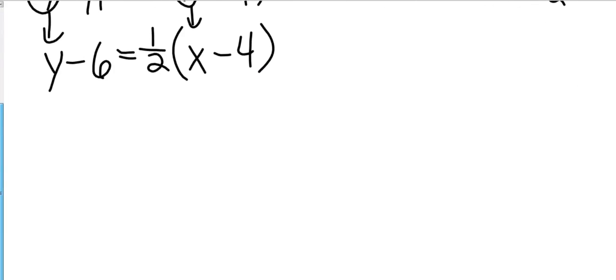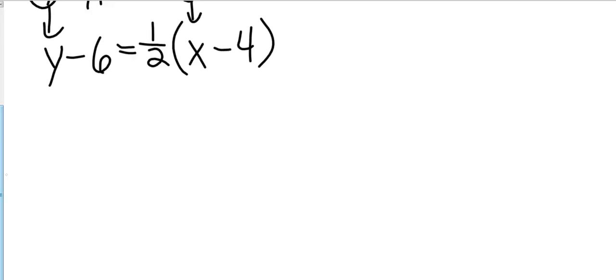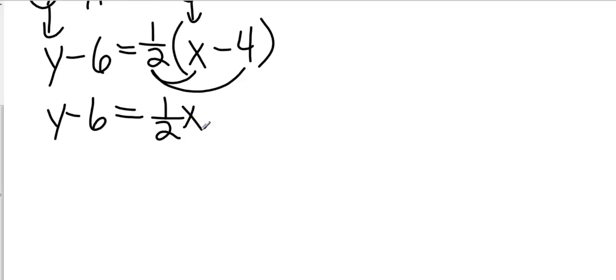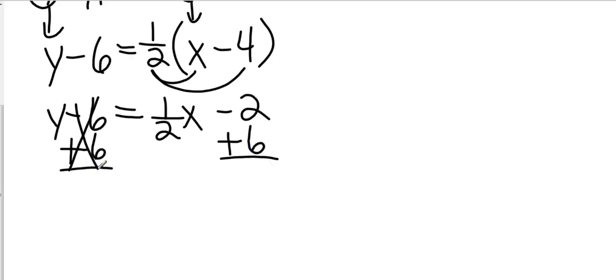Let me scroll this down a little bit. So now, according to PEMDAS, I'm going to do parentheses first. So this is distributive property. 1/2 times x is 1/2 x. And 1/2 of -4 is -2. Now I want to get the y by itself, so I'm going to add 6 to both sides. That leaves me a final equation of y equals 1/2 x plus 4.